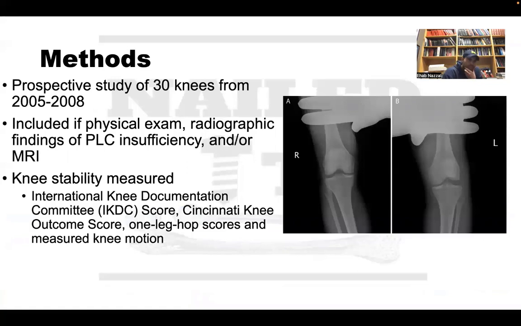The methods of the study: this was a prospective study of 30 knees over a 3-year period from 2005 to 2008. They wanted to look at patients that had physical exams, radiographic findings, and/or MRI findings of PLC insufficiency. To assess knee stability, they looked at IKDC scores, Cincinnati knee outcome scores, one-leg hop scores, and measured knee motion.